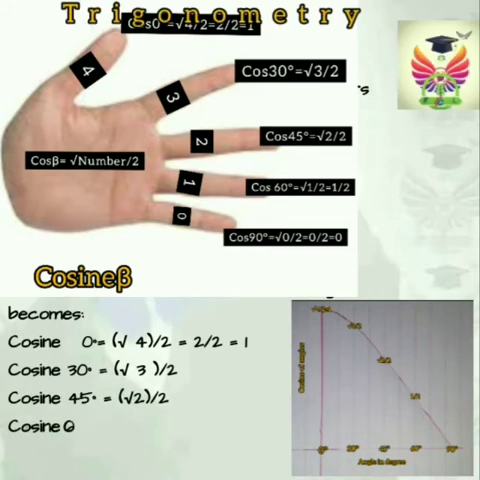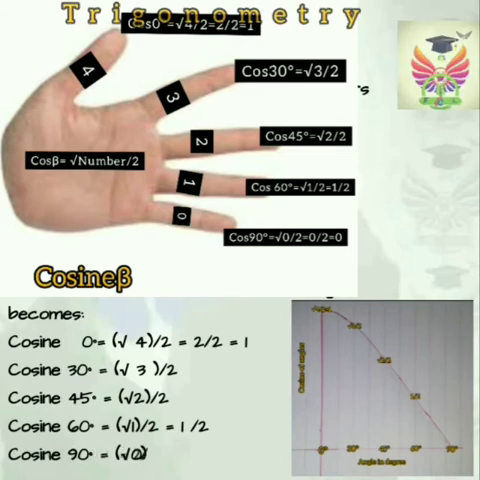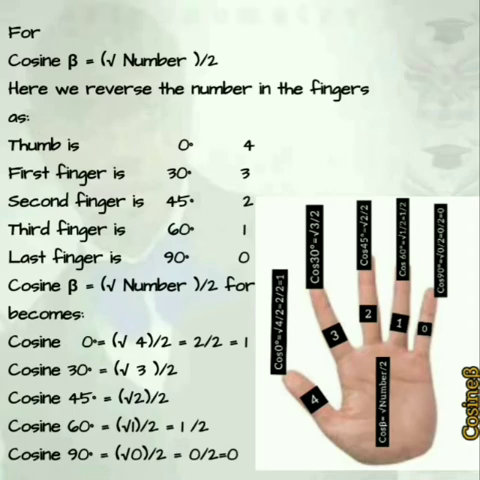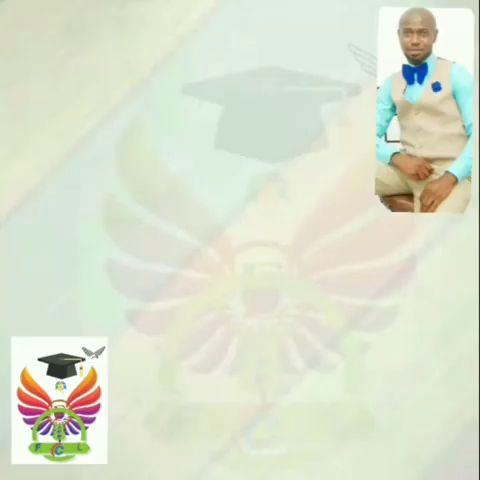Cosine 60 degrees now becomes root 1 over 2, which is 1 over 2. And finally, cosine 90 degree now becomes root 0 over 2, which is equal to 0. We take an example to illustrate how to apply these techniques.